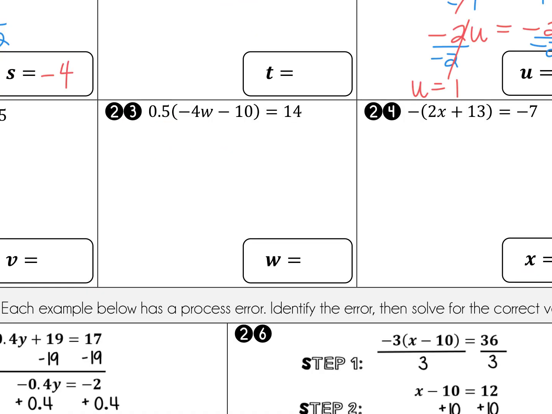All right, before I move into number 23, just a reminder that you should be pausing this video whenever you need to, just to make sure that you get everything copied down and you leave with a full and complete set of notes at the end of the lesson. All right, let's take a look at number 23.